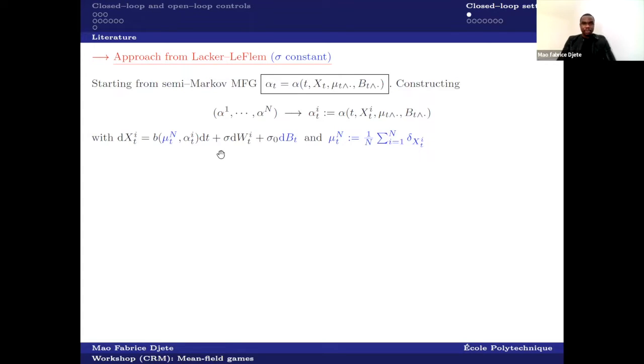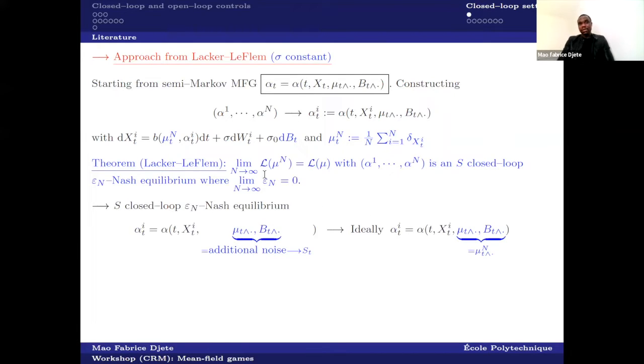So we start from, like I mentioned on the previous slide. What they do, in the case of constant additional coefficient, is you start with a semi-Markov mean-field game like this, and the construction is like this. It's kind of natural. So you define the interacting processes. The main point is that we can see that U and D are fixed, and you define these processes, and the result of the proof is that this empirical distribution converges to mu, which is the mean-field game solution. And this tuple is actually an S closed-loop approximate Nash equilibrium.